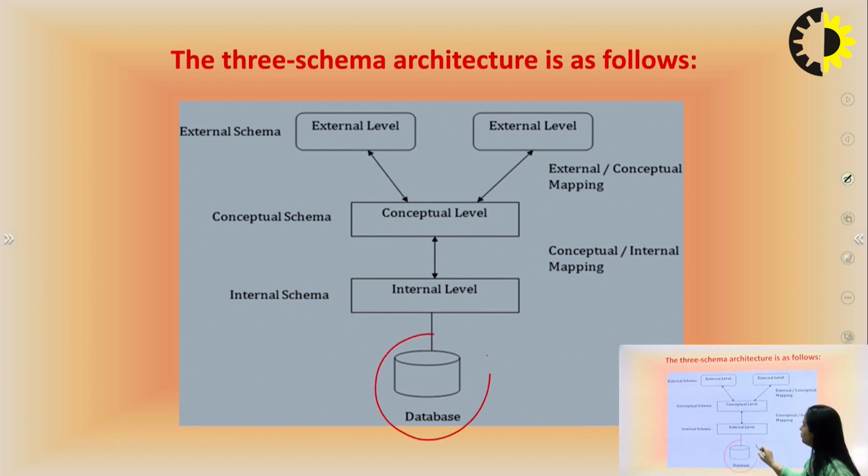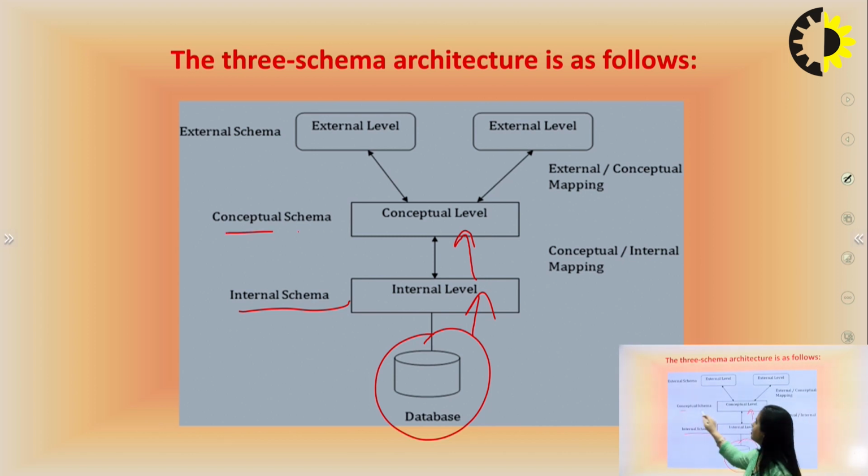This is your physical database. The first level is the internal level. Here we apply the internal schema. The next level is your conceptual level. Here we apply the conceptual schema. The next level is the external or view level. Here we apply the external schema.